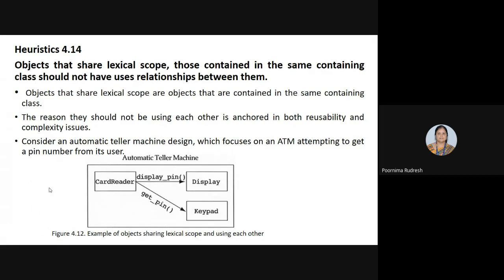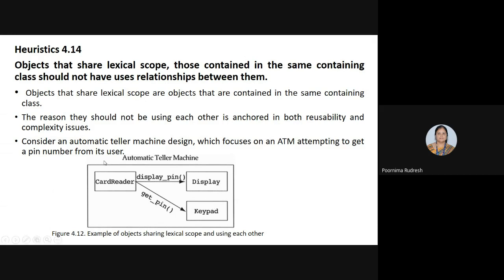Right? Yes. So in this particular design, what happened? We have associated the card reader with the display and keypad, but the card reader has nothing to do with them, because it simply reads the information. So it has nothing to do with the display screen or the keypad. These are two different operations taking place in the ATM machine, right?